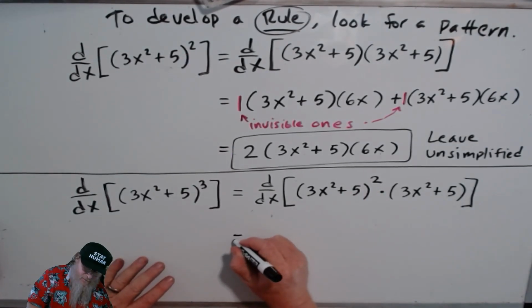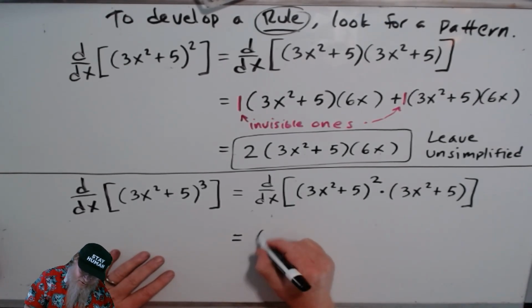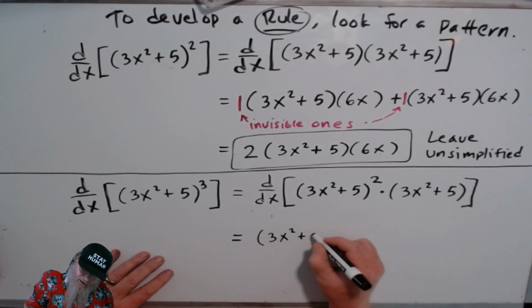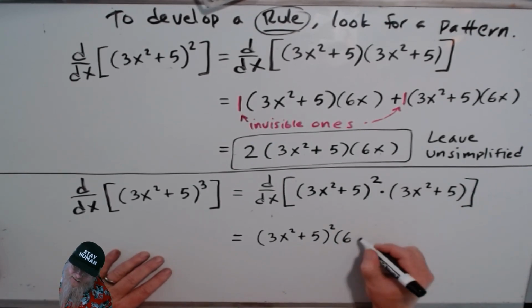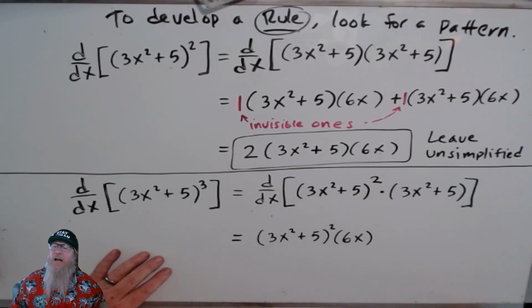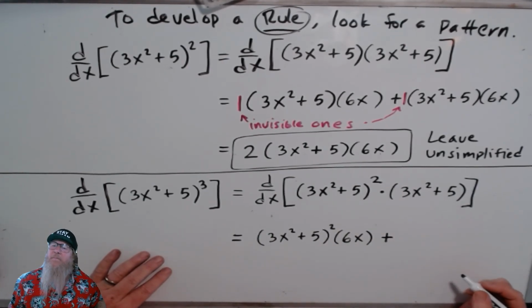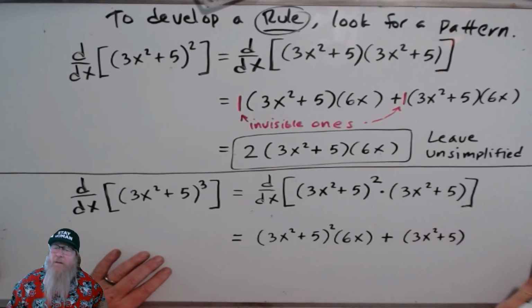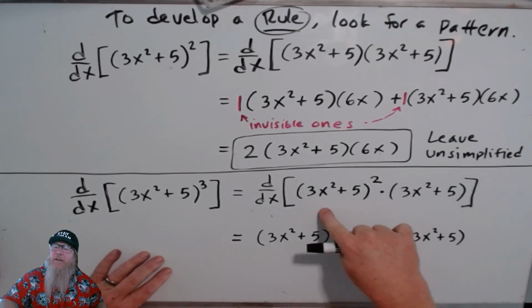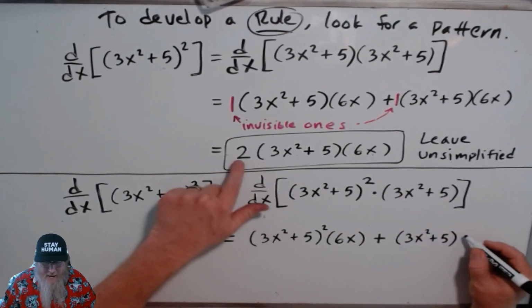So it's going to be the first, 3x squared plus 5 squared, times the derivative of the second, 6x, plus the second times the derivative of the first. But the derivative of the first, I already know it. It's right here.